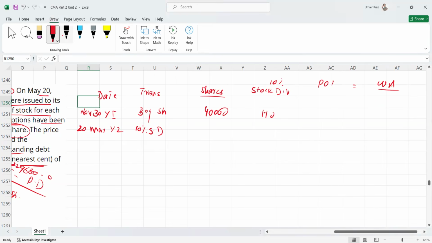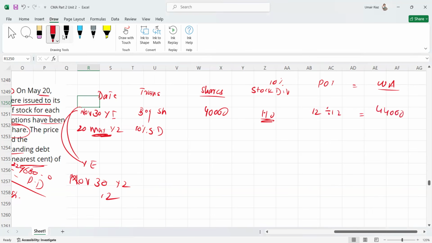On November 30, year 1, we have beginning shares of 40,000. Because the dividend happened on May 20, year 2, this 10% will be applied to the existing shares. So we will take 1.10. Portion of year, how much? From this date, which is the beginning of the year, we cannot take the dividend date, because it's not a repurchase, not an issuance date, not a year end. So straight away we'll go to year end. Until year end, this will become 12, because year end is November 30, year 2. From this date to this date, 12 months are there. So we'll take 12 by 12.